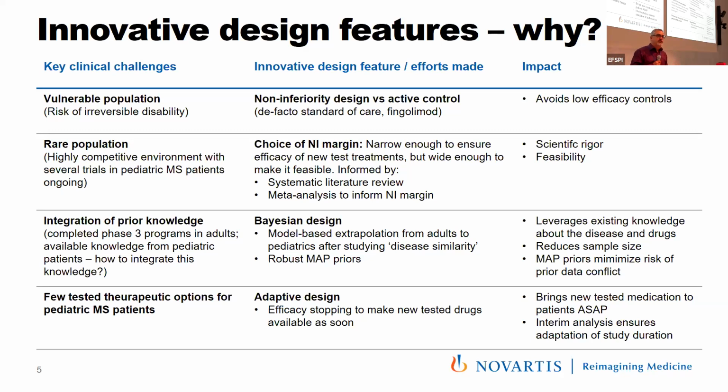So we really have an interest to bring new medications, new tested medications to patients as quickly as we can, within what is scientifically reasonable. So we have this adaptive design and an efficacy stopping rule so that we could bring this medication to patients as fast as possible. And so once all patients have completed 1 year of exposure, there's an interim analysis planned. So I hope I explained all these features and why they are there.